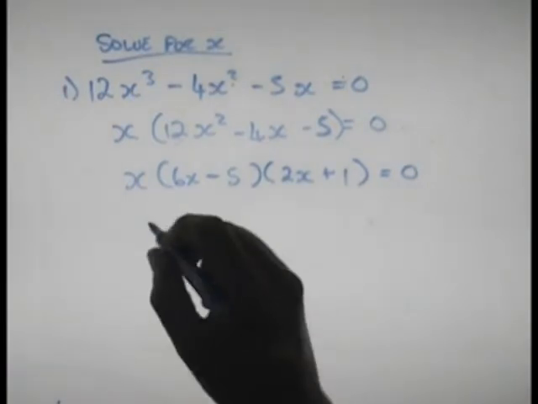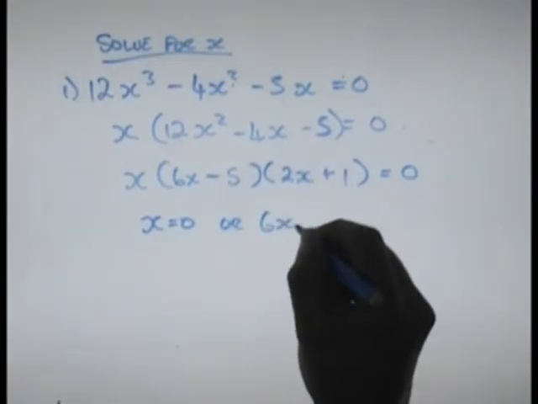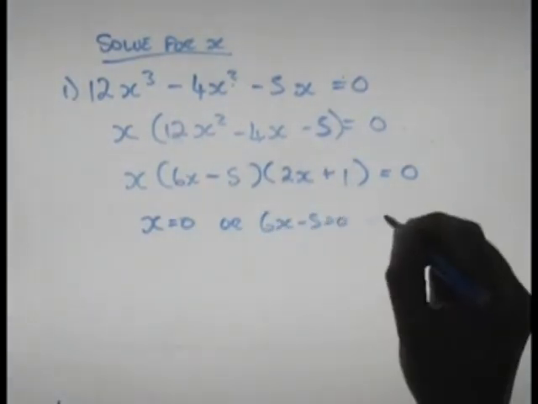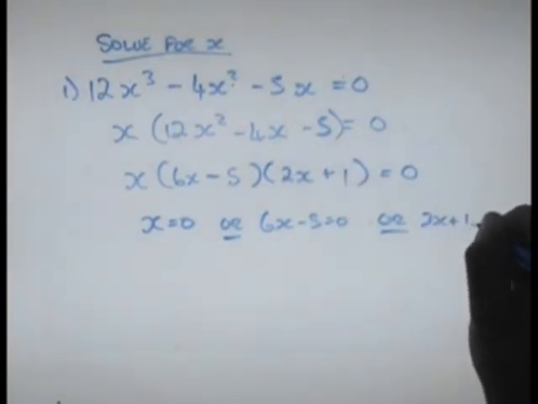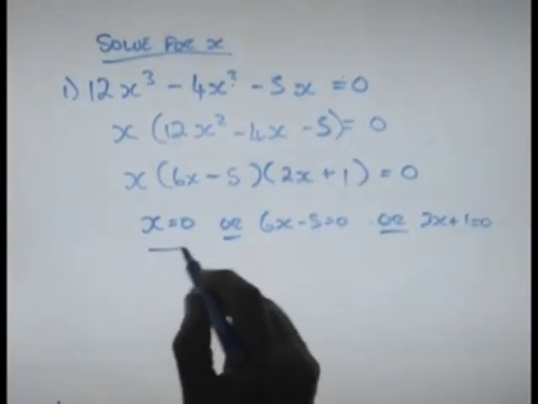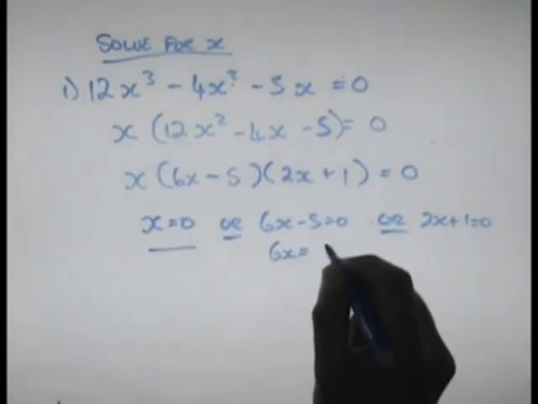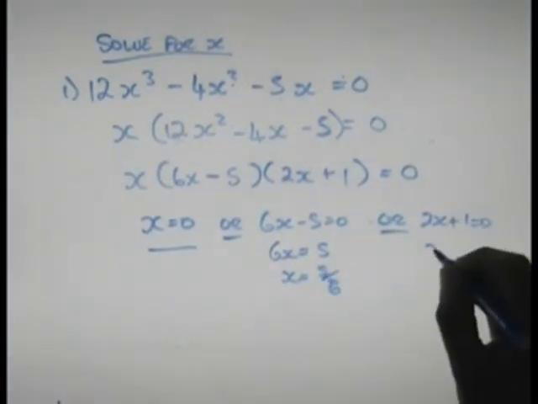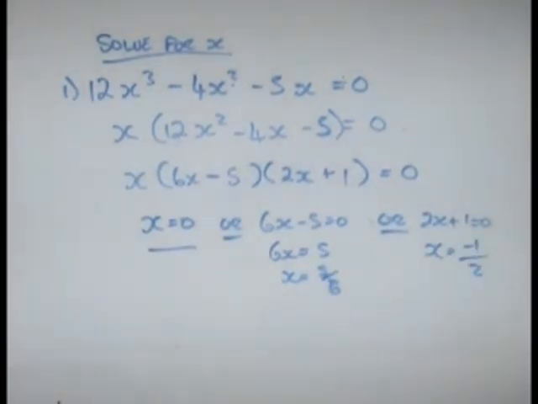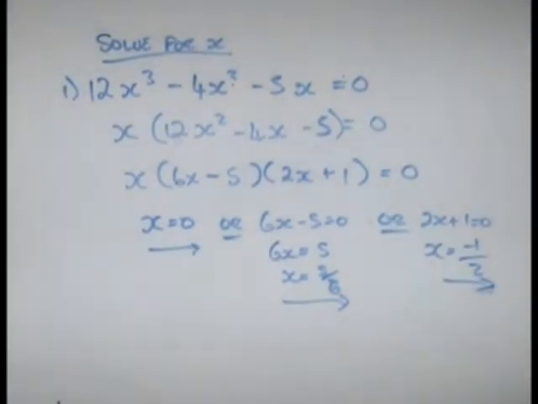That means that either x is equal to 0, or 6x minus 5 is equal to 0, or 2x plus 1 is equal to 0. This is final. 6x minus 5, that means that 6x is equal to 5, x is equal to 5 over 6, or x is equal to negative 1 over 2. So these are my 3 possible x values.